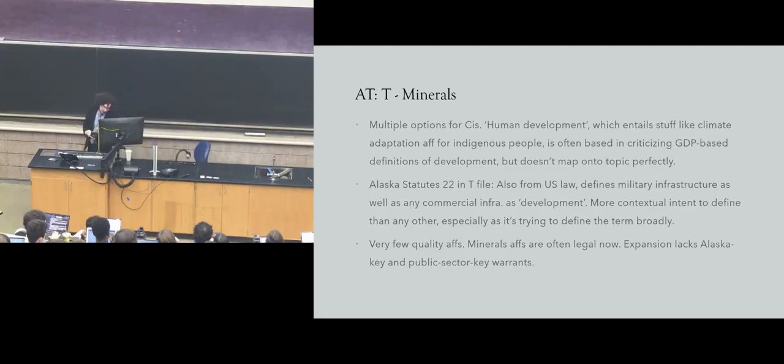And then, of course, you can just say this definition is kind of bad for debate. To be honest, you actually can do drilling or mineral extraction in the Arctic now. I mean, the reason why it's not done is because it wouldn't be economically viable. It's really, really difficult. If you could make money doing it, they already would. So the AFF has to do something else to make it somehow cheaper, and then have an Alaska key warrant. It's not the easiest.